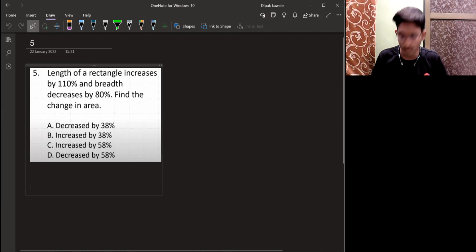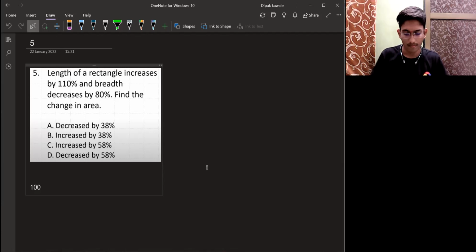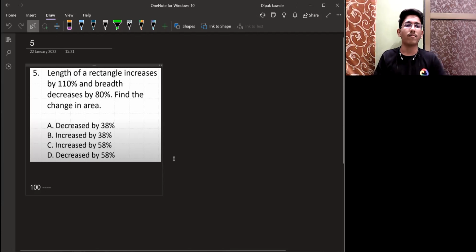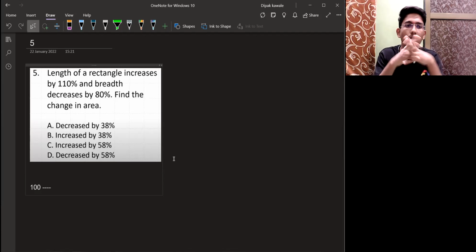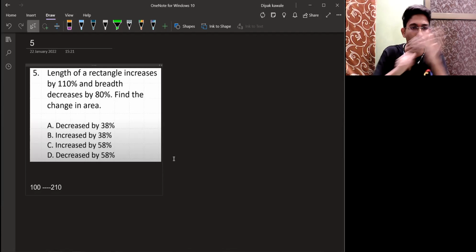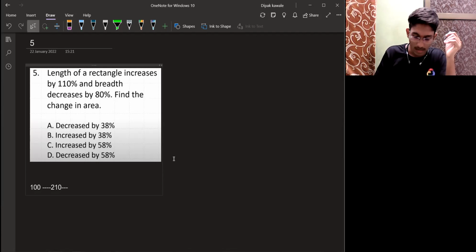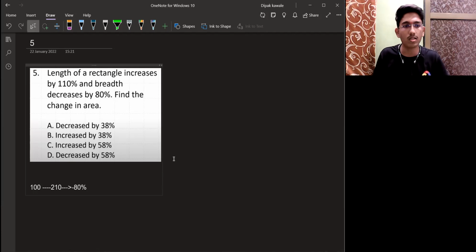Let's assume that my original area of the rectangle is 100, and as it is saying that the length of the rectangle increases by 110%, that means what is 110% of 100? 110. As it is increasing, that means 100 plus 110 is nothing but 210. And now it is saying that 80% decrease. That means we have to minus 80% of 210.